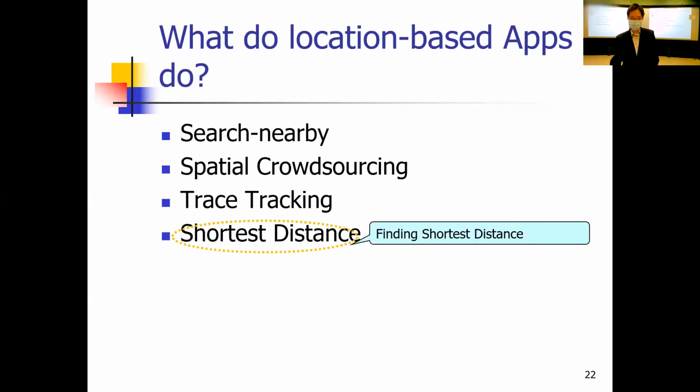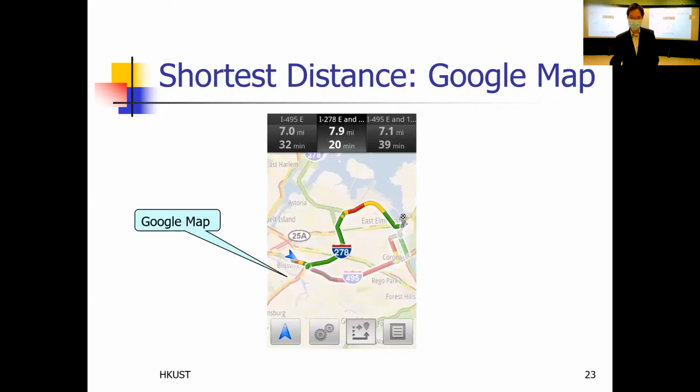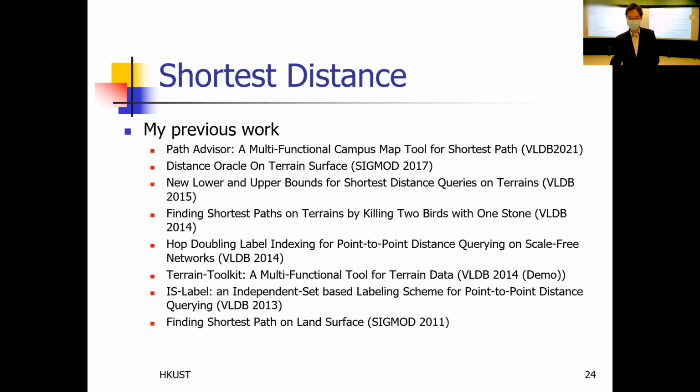And finding shortest distance, what's this? I think this is very simple to you. Since all of you may use Google Map, Baidu Map, or Apple Map, and so on, we just have a starting location and the destination location. We want to find the shortest path. And here I have a lot of work on this domain.